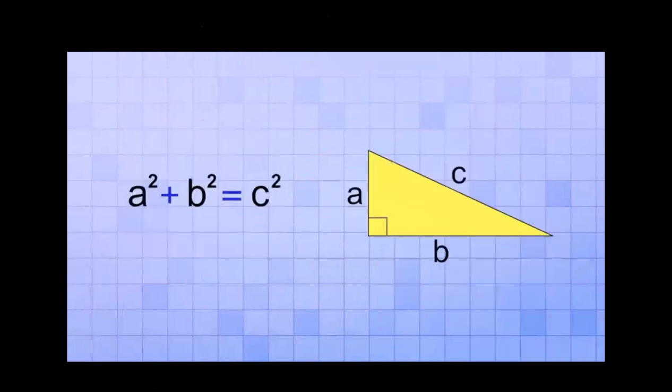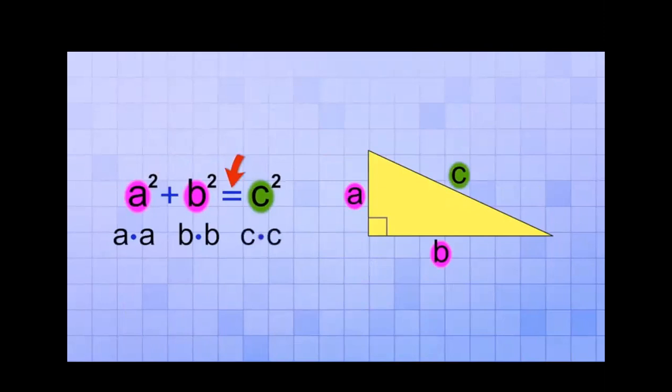It's telling us that if we take the lengths of the two legs, sides A and B, and square them, which means multiplying them by themselves, a squared is a times a, and b squared is b times b, and then if we add those two squared amounts together, they will equal the amount you'd get if you square the hypotenuse side, which would be c squared or c times c.